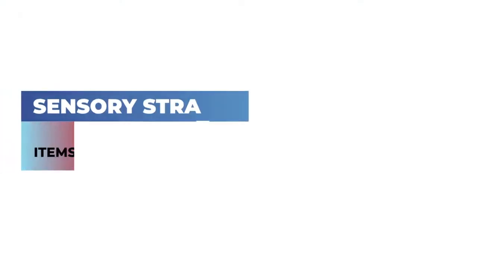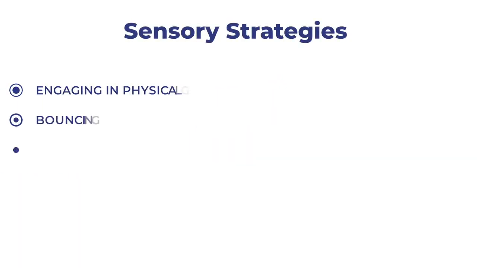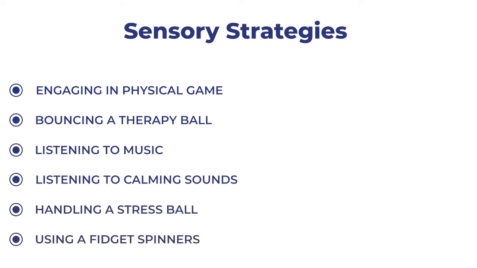Let's look at one more. As we've said repeatedly, not all students are the same and not all escalations look the same. Sometimes escalation looks like hyperactivity. It's just a student getting carried away. Oftentimes, these escalations are effectively dealt with by using sensory strategies. Sensory strategies include items and activities that involve physical stimulation of some sort. They can be very specific to individuals, but some common examples include bouncing a therapy ball, listening to music or calming sounds, stress balls, and fidget spinners.